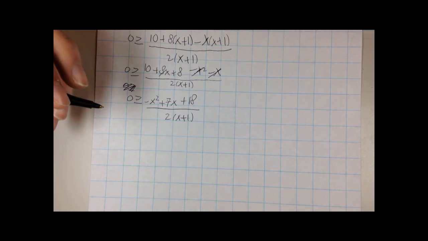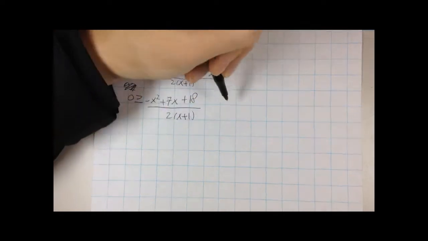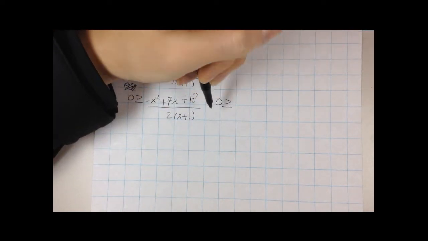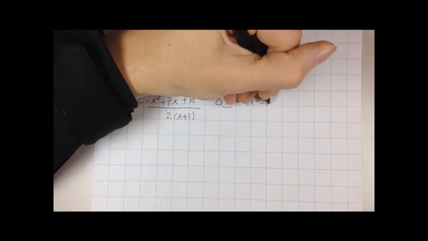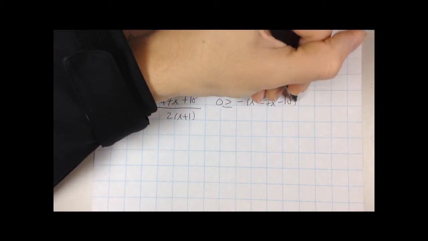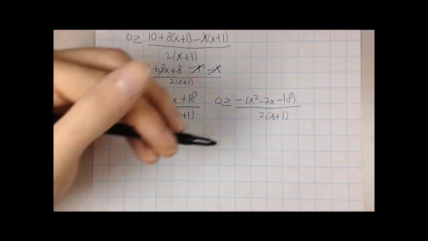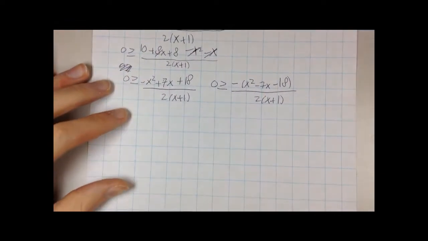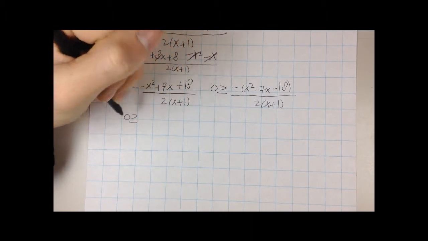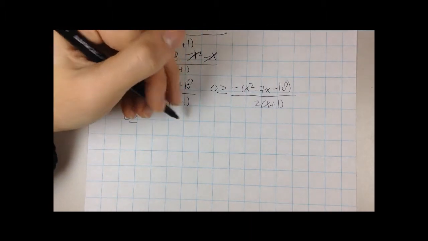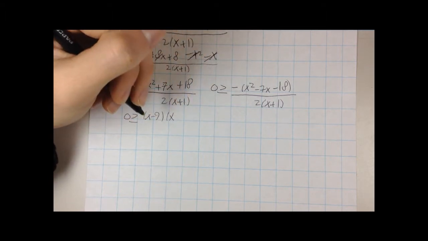So moving on, we are going to want to factor this. And if it makes it easier for you, you can write this as 0 is greater than or equal to, you can just pull out the negative. So it's going to be x squared minus 7x minus 18 over 2 times (x plus 1). So now we're going to just want to factor this. And this works out pretty nicely. It's just going to be 0 is greater than or equal to, let's see, it's going to be (x minus 9) and (x plus 2).